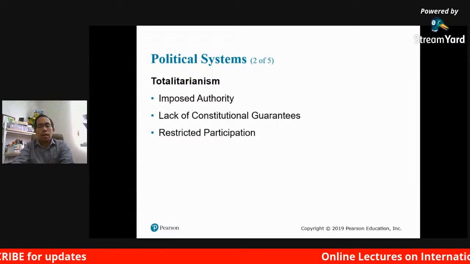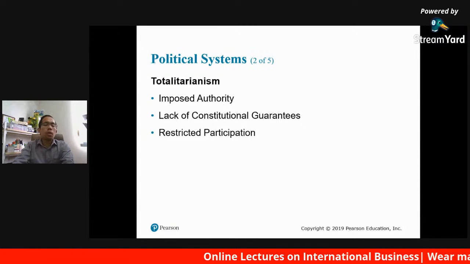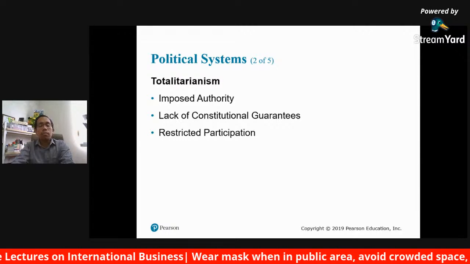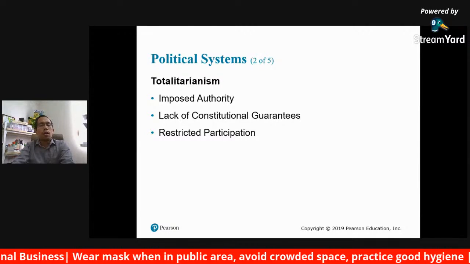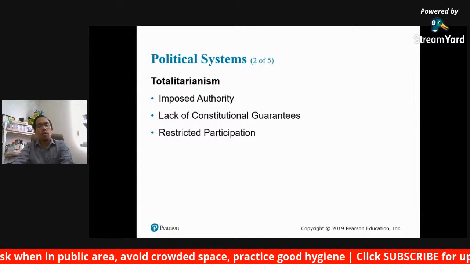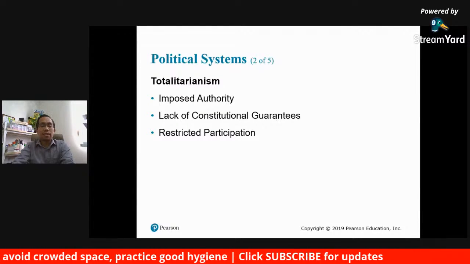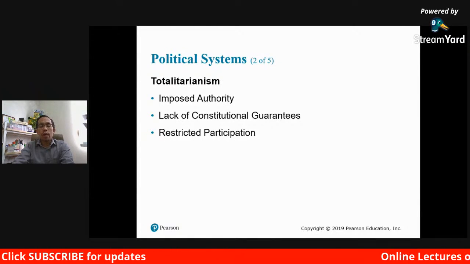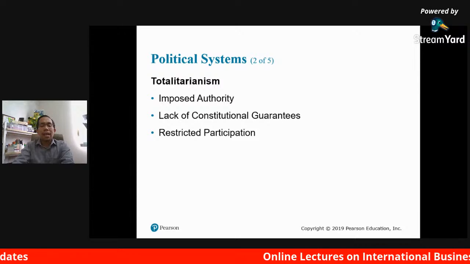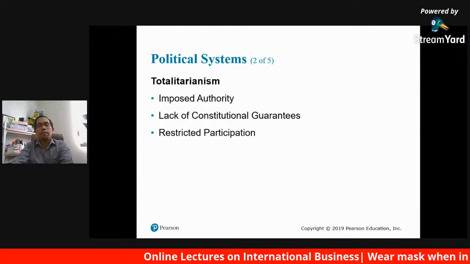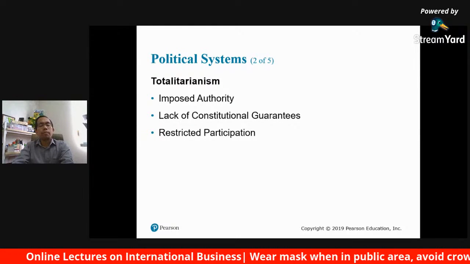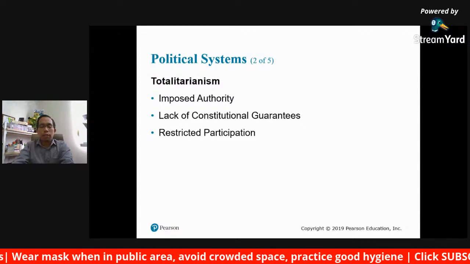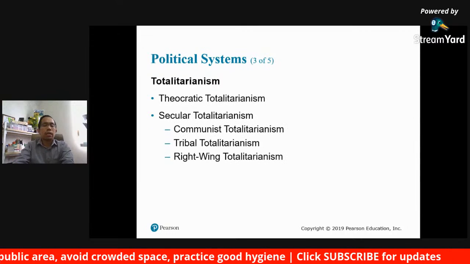In terms of what you intend to do and not, we call it welcome. You are not welcome to do anything unless you follow what has been instructed or demanded by the leaders. Okay, that's why you have very little participation in this type of political system. The leaders are more powerful compared to the voice of others.